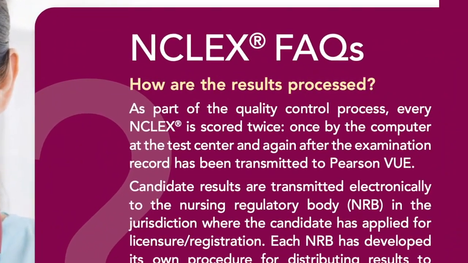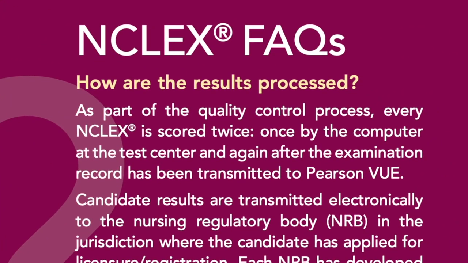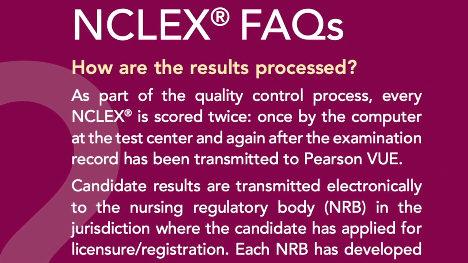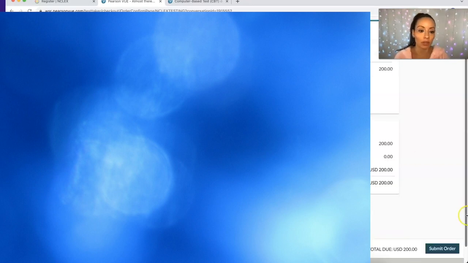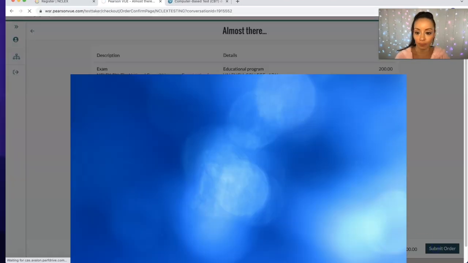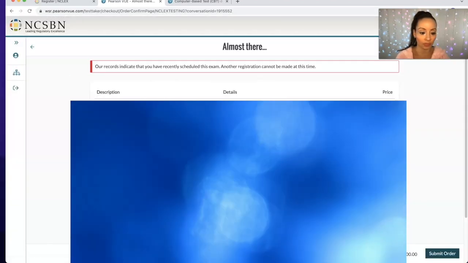I filled out everything accurately because I have passed the NCLEX and I believe in this trick. But let me actually change the security code to something inaccurate. So I just changed the security code to something inaccurate. You're going to submit the order. And then, so I did put an incorrect CVV code and it still worked. So Pearson Vue trick still works.